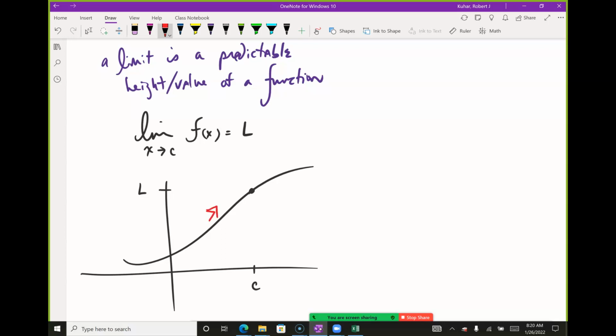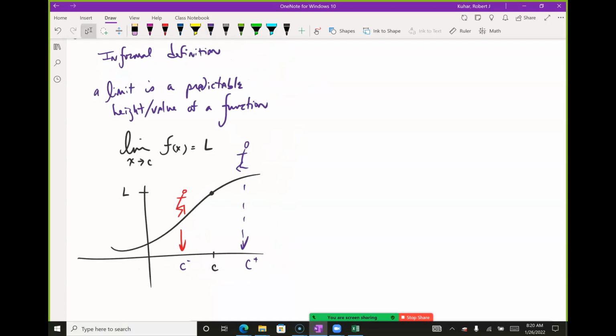So like meaning, imagine me walking up this hill and my shadow. The shadow on the ground is moving towards c. I'm moving up the hill, the shadow's moving towards c. I should be able to predict what height I'm going to get to. In fact, even if I walk the other way, if I'm walking downhill here, so this is c from the left, this is c from the right. So I should be able to approach that value of x from the left or the right and make a prediction about L. About what height am I going to get to.